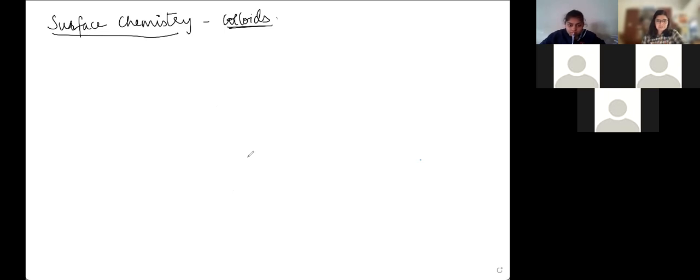Tyndall effect: light is scattered because the particles are big enough to do that. In a true solution, light just passes through without any change. Suspensions are basically opaque. Colloids are just the right size to scatter light. And the particles are dispersed within the medium, so they show Brownian movement. The next few properties we'll be talking about are quite important because they touch on the stability of the colloids and the properties of the colloids themselves.